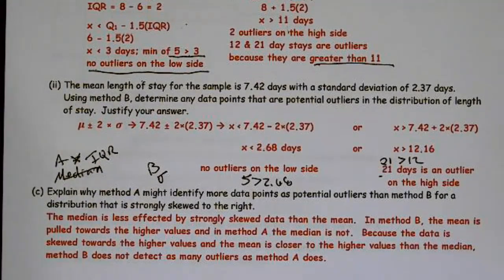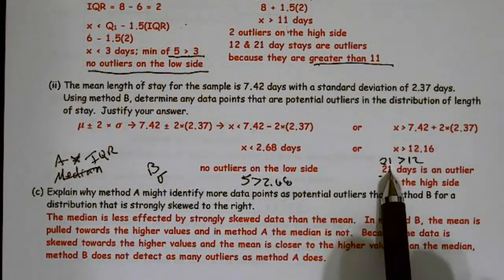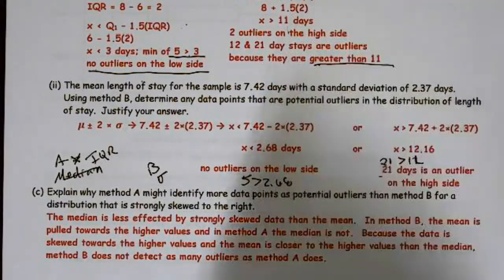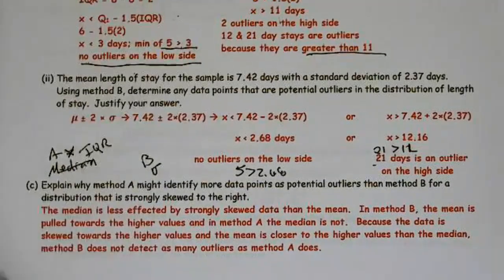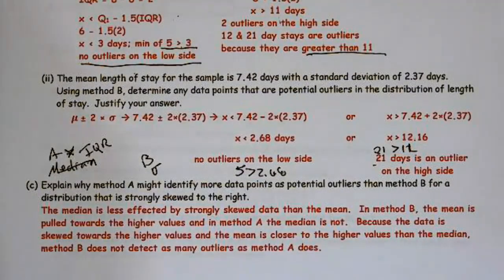Why? Well, the median is less affected by strongly skewed data than the mean. So in method B, the mean is pulled towards higher values, and because it's pulled to the higher, that 12 that we had earlier is not an outlier. So basically, it's because the mean was impacted and got pulled to the higher values and the median was not. The mean will detect fewer outliers than the median if the data is skewed.